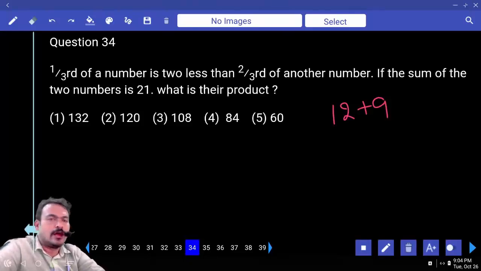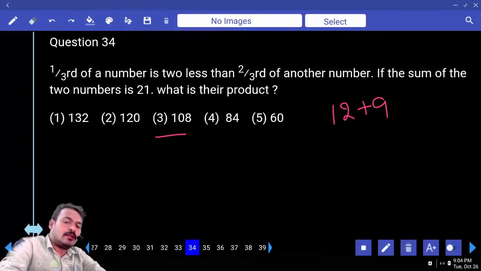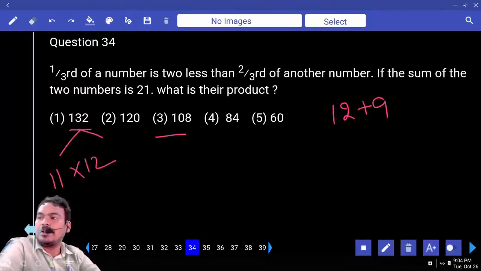21 or not? 12 nines are 108, in the option or not? Okay, what is the first value? 132. 132 means we write 11 into 12, or not? 11 into 12.